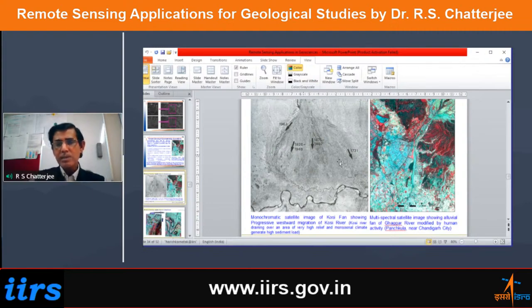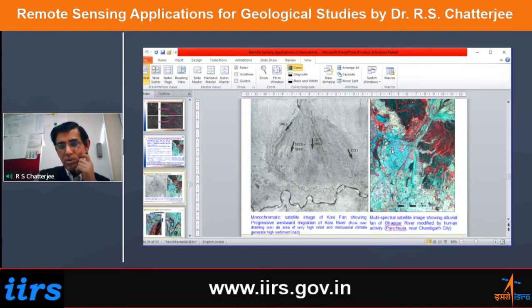Okay, and here you see this is a color image, a false color composite image of the Ghaggar fan, Ghaggar river. Okay, so the Ghaggar fan you can see here. This is a multispectral false color composite image, but it is covered by settlements.